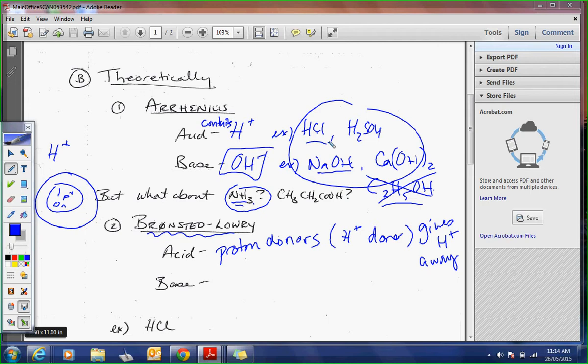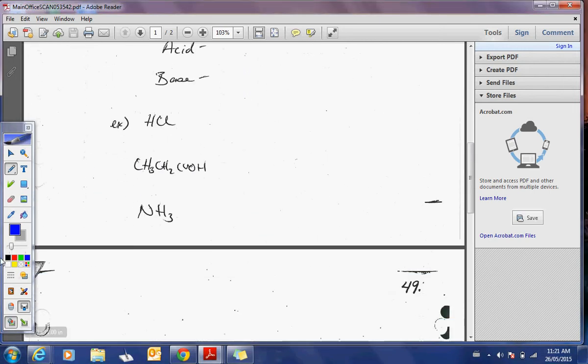Right, bases then will be proton acceptors. Meaning they receive an H plus. Okay? So they are proton acceptors, meaning they receive an H plus. Everybody okay with those definitions? Proton donor, proton acceptor. So for example, HCl. I've got one kind of normal example.